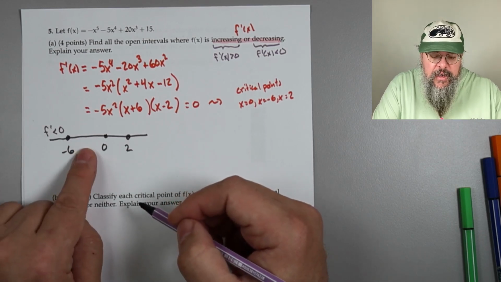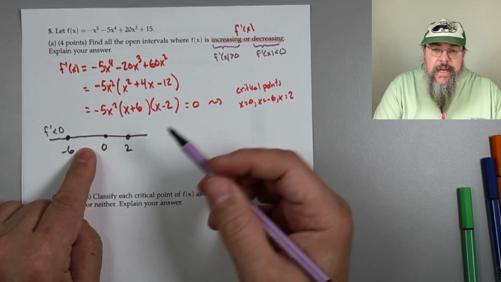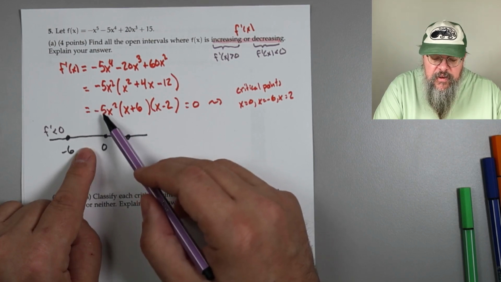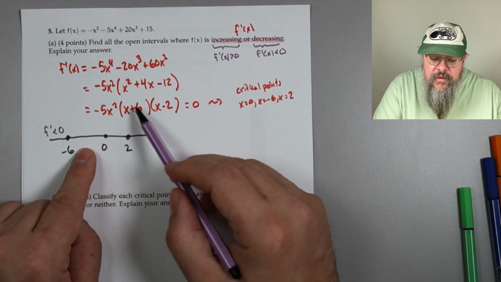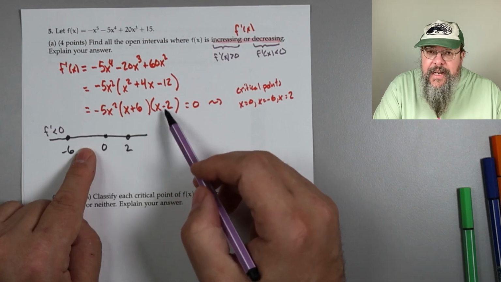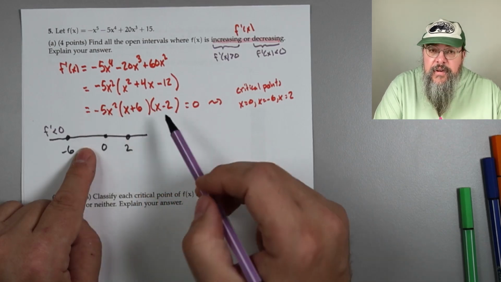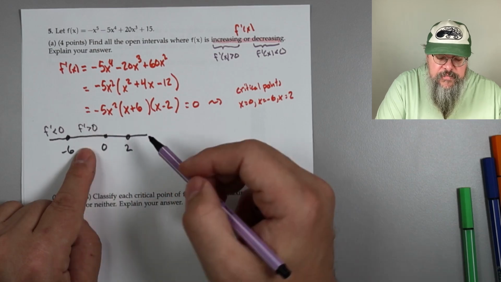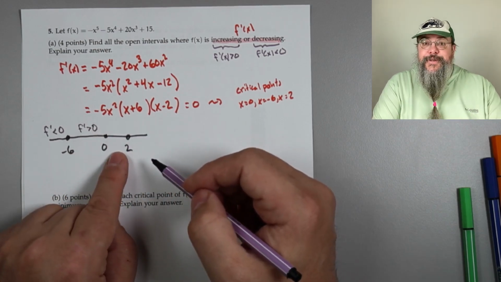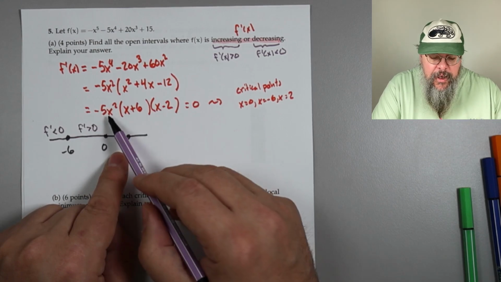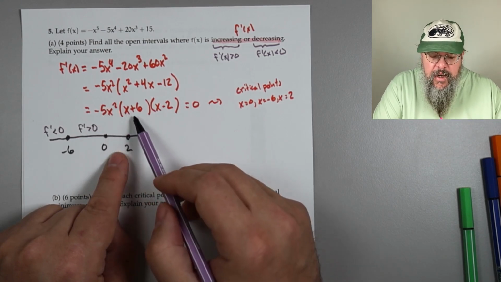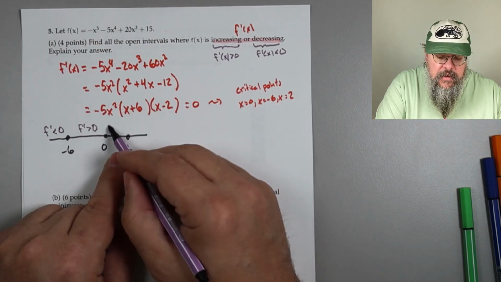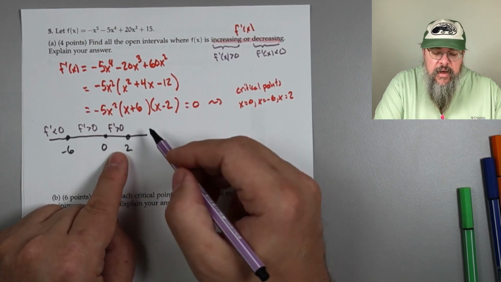Okay, what about something between negative 6 and 0, say negative 3? We'll get a negative from the first piece. Negative 3 plus 6 is positive. Negative 3 minus 2 is negative. Negative, positive, negative. Altogether, that becomes a positive. Between 0 and 2, we could pick 1. And we have a negative. 1 plus 6 is positive. 1 minus 2 is negative. Negative, positive, negative, and it's still positive. And something bigger than 2.